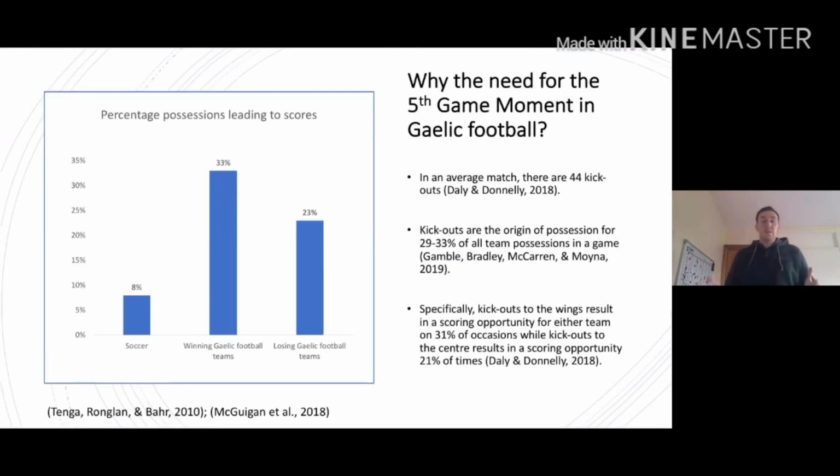So why is this important in Gaelic football? Well, number one, if we look at the percentage of possessions leading to scores, in soccer, that's 8%. Research by Kevin McGuigan has shown that losing teams will score 23% of their possessions, and winning teams will score 33% of their possessions. So that's quite a big difference.